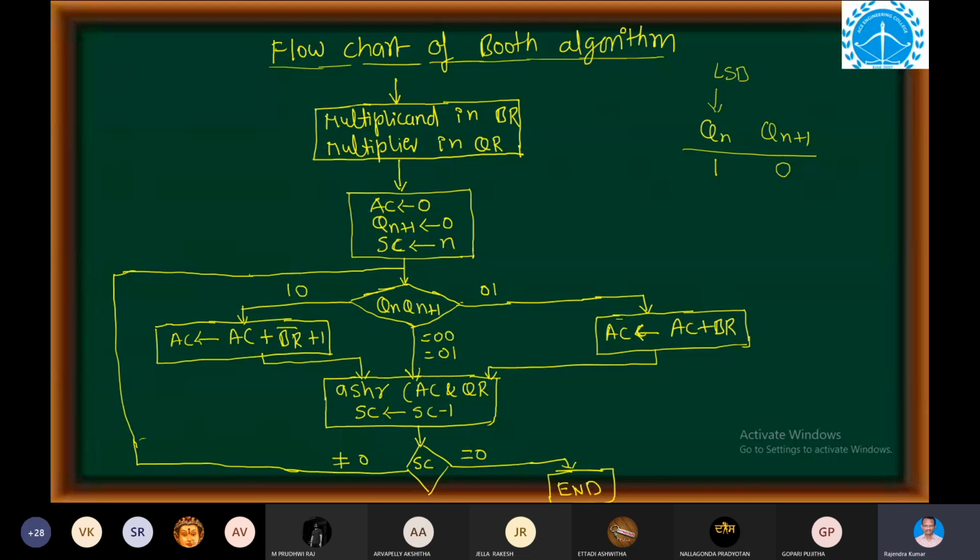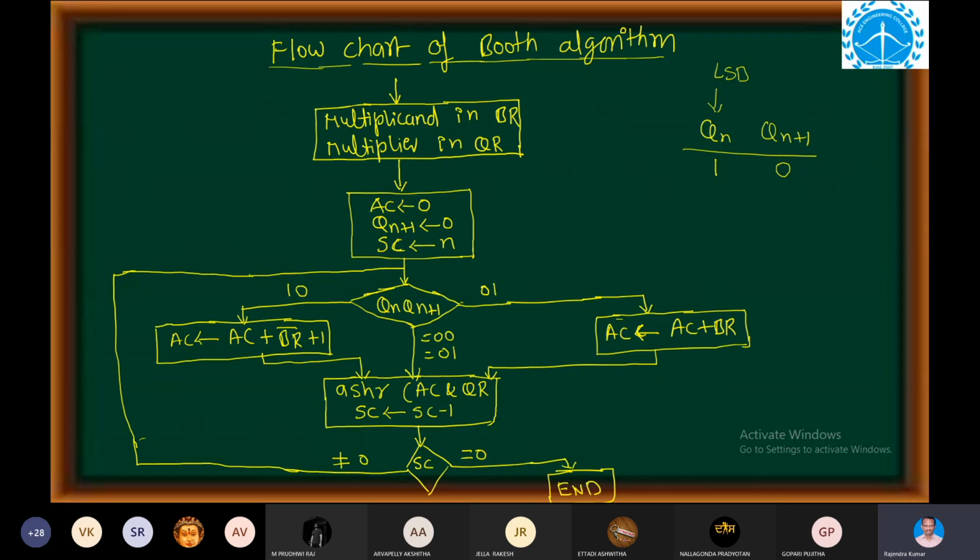AC minus BR means what? AC plus 2's complement of BR, and the result is stored in the accumulator. After that I will do the arithmetic shift right operation, for the contents of the accumulator and the QR register.